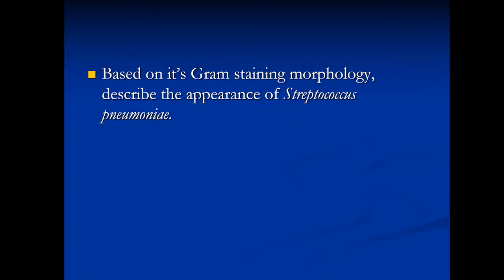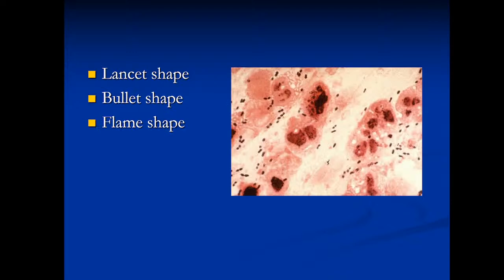Now, based on gram stain morphology, describe the appearance of Streptococcus pneumoniae. It is bullet shape, it is flame shape, it is lancet shape. So this is the appearance of this one.